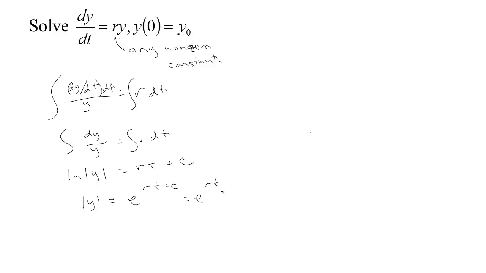Of course, again, we could write that as e to the rt times e to the c. And I'll just be sloppy and say, well, we've got e to this arbitrary constant c. That's just some other arbitrary positive constant. I'll be sloppy and call that c. So we really have that the absolute value of y is some arbitrary positive constant times e to the rt.